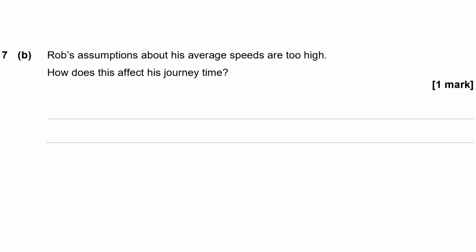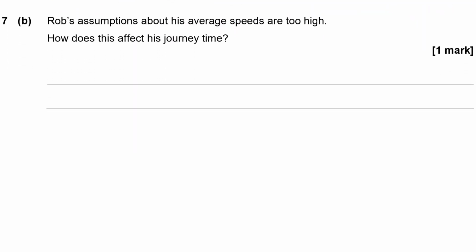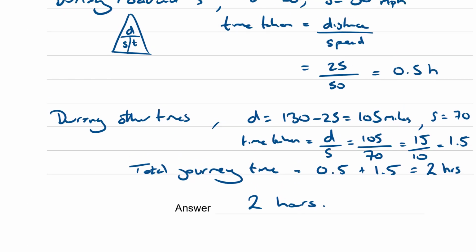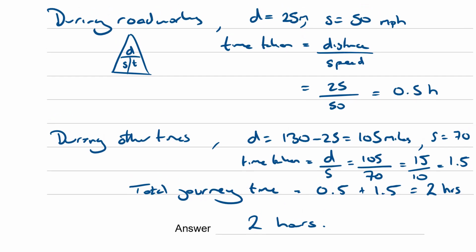Right, in part B, we're told that Rob's assumptions about his average speeds are too high. How does this affect his journey time? Well, let's have a think about it. If his speeds were too high, then actually he's going to be going at a slightly slower speed. So this value here will be less than it was before. So we'll be dividing a number by a smaller number, which will give me a bigger amount of time. It'll give me a bigger answer.